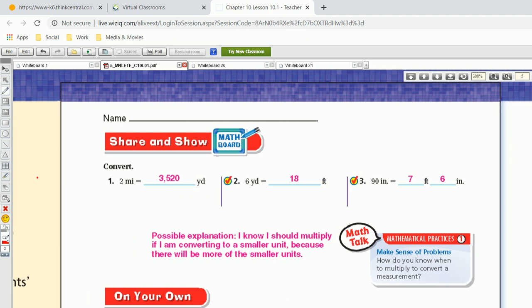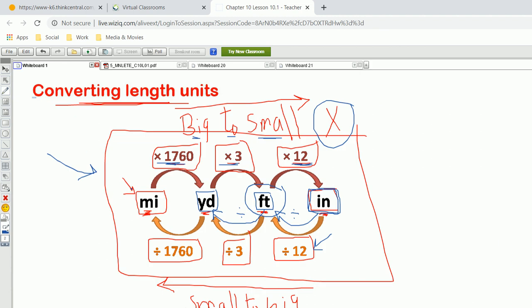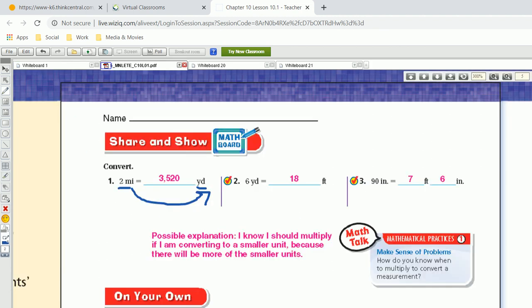Okay, here we want to convert 2 miles into how many yards. 2 miles equals how many yards? Firstly, we want to convert from mile to yard. Is mile greater than or smaller than yard? We learned before from this diagram that mile is the greatest unit. So we multiply, because we're converting from a big unit to a small unit.